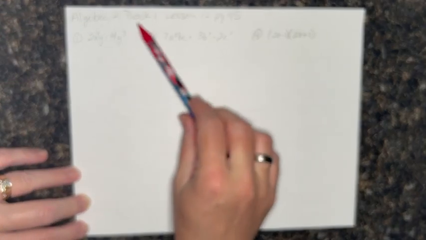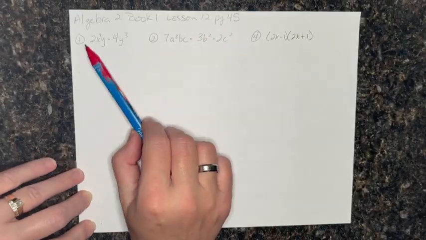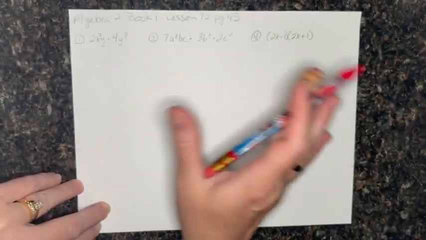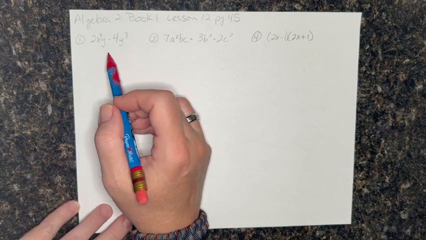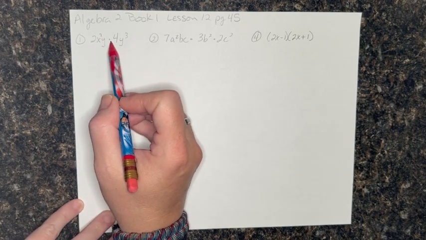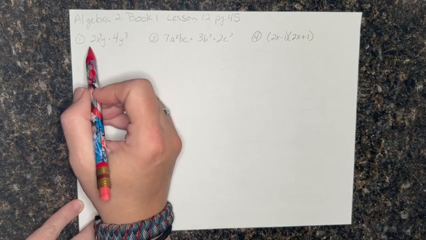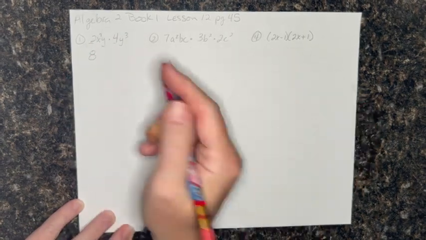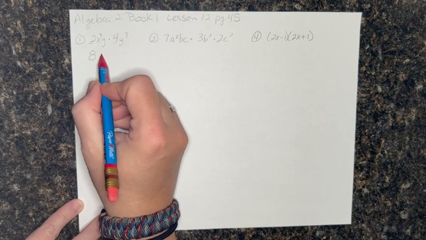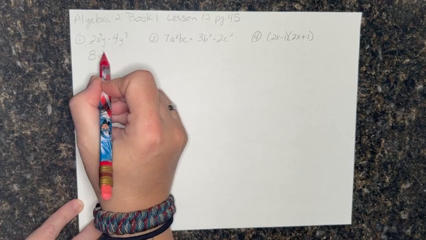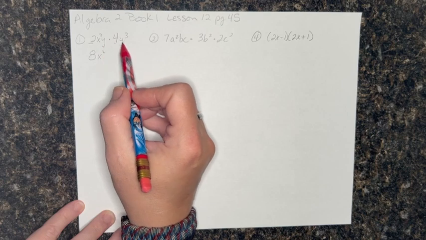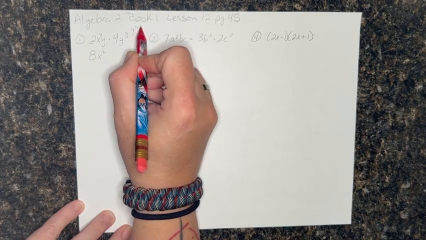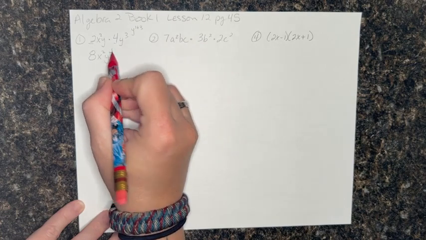Okay, so we're in Algebra 2, Book 1, Lesson 12, page 45, and number 1. And these say multiply in whatever method you prefer. So we are multiplying 2x squared y times 4y to the third. Okay, so coefficient by coefficient tells me this is going to be an 8. 2 times 4 is 8. My x squared doesn't get multiplied by anything, so it just stays the same. But then I have y times y to the third, which is the same as y to the 1 plus 3, or y to the 4th power.